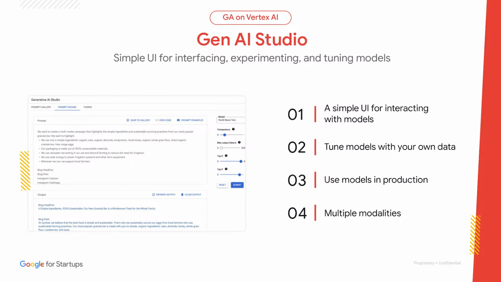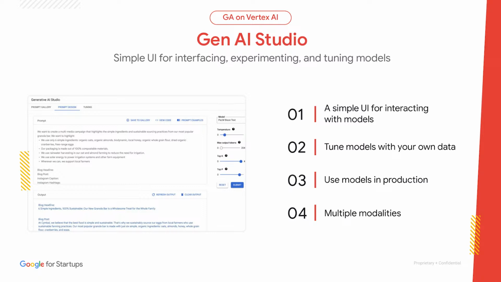Now talking about Generative AI Studio. What is Generative AI Studio and what does it offer? So it offers four things out of the box. It comes with a very simple UI for interacting with models, so that you can get started very quickly. It is easy to prototype.